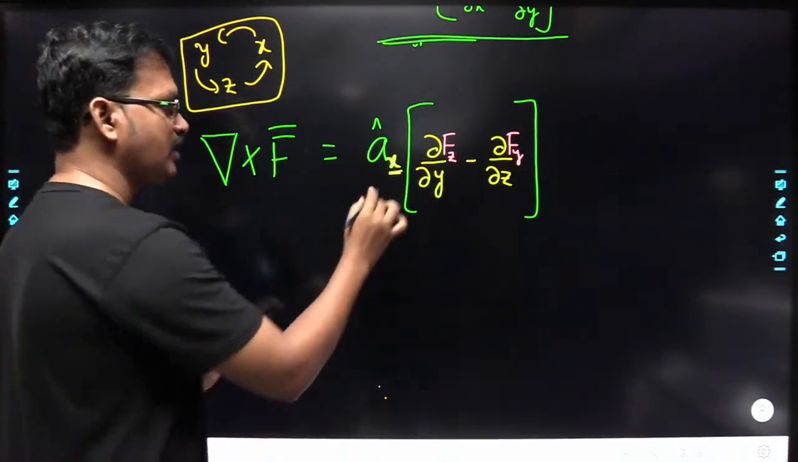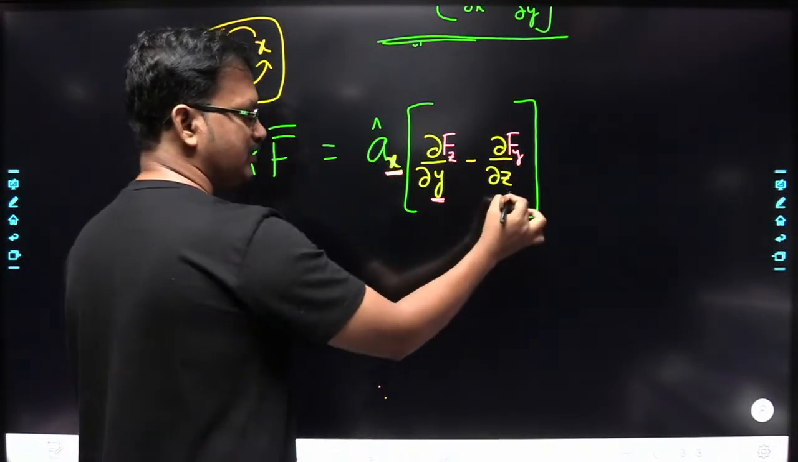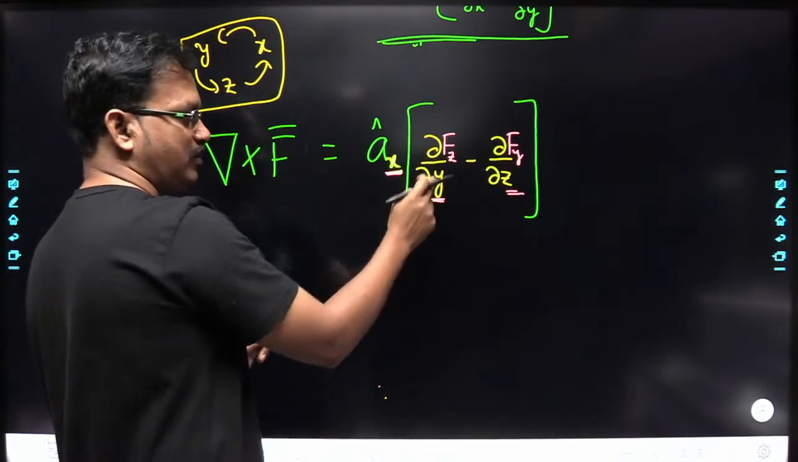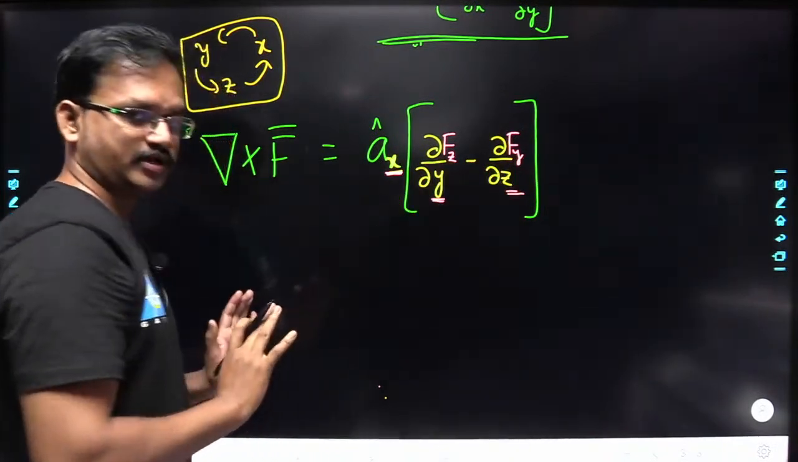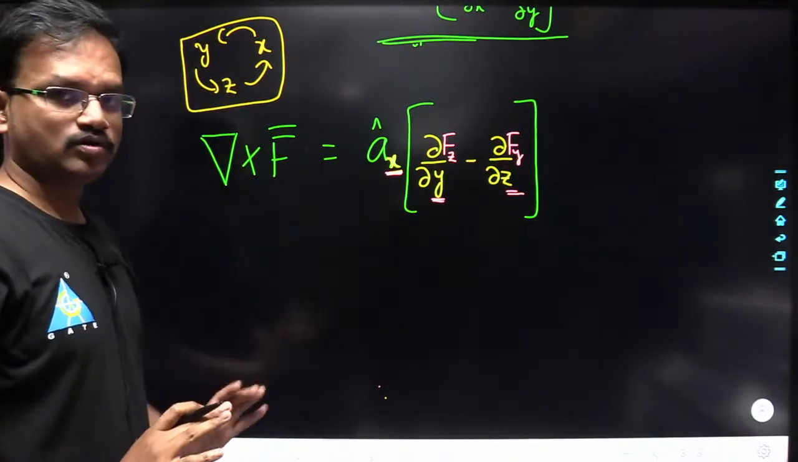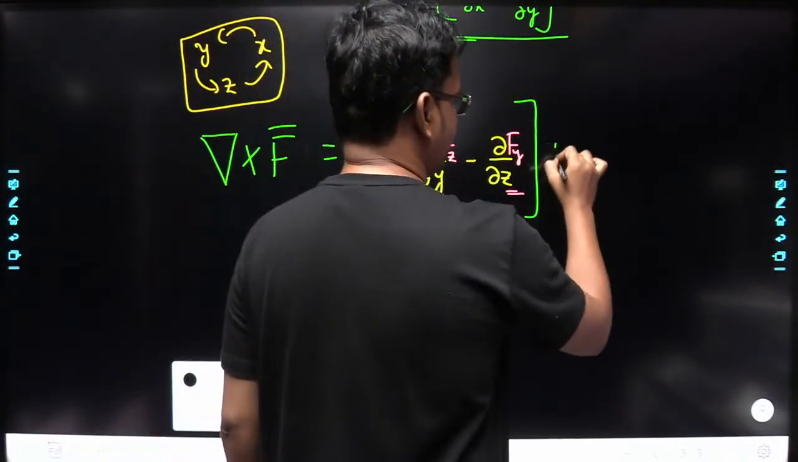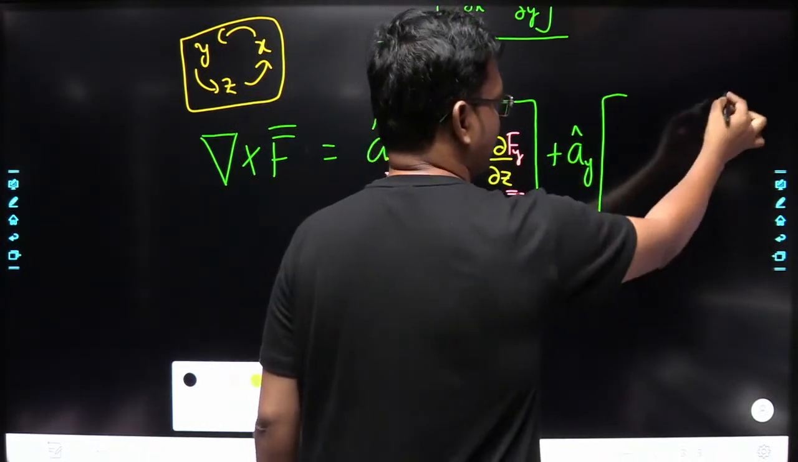So how you have written: here you have written the x component, that is x here, then y here, then z here. So now differentiate the z component of the vector field with respect to y and the y component of the vector field with respect to z. Okay, so in this manner you have to write here. So next, plus ay cap, right.